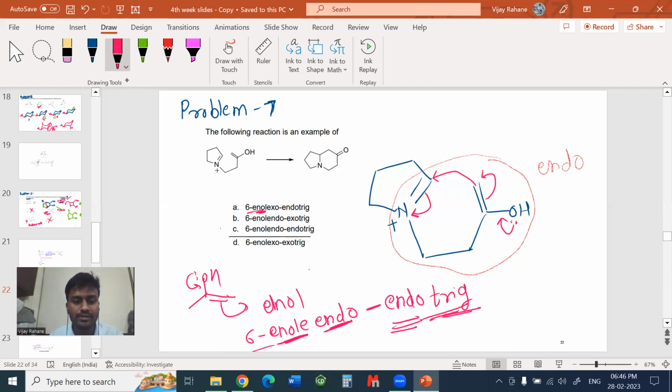So which option is the correct one? The C option: 6-enol endo trig. So option C is the correct option.